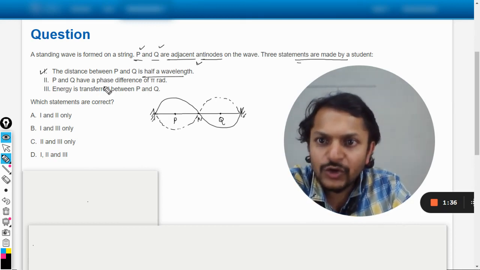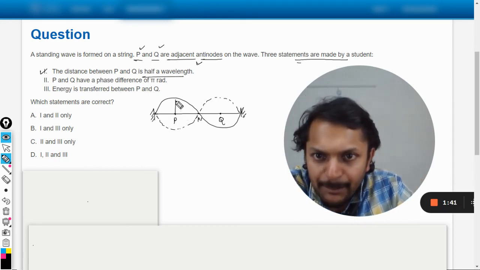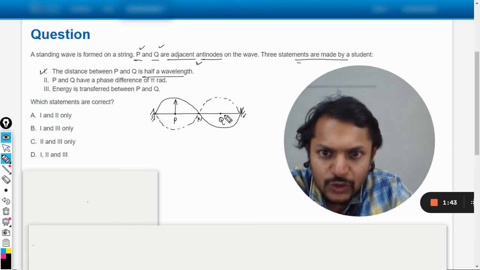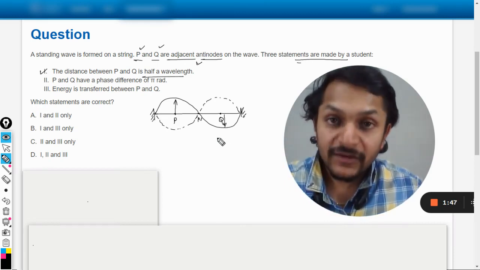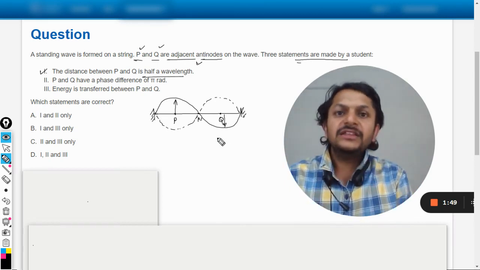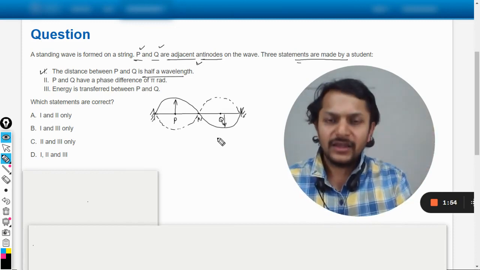Point number two, P and Q have a phase difference of pi radians. So this P point is moving upwards and the Q point is going downwards. And as the property of the standing waves, if the two points are in the adjacent segments, the phase difference will always be pi.